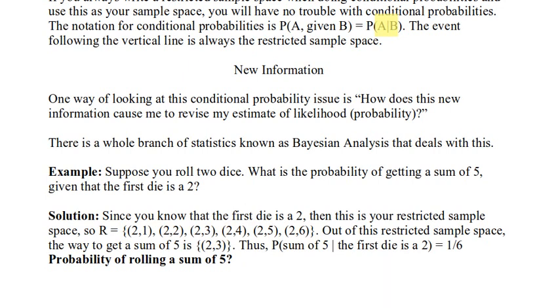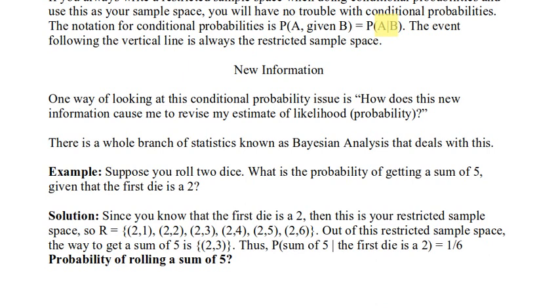We know that the first die was a 2. Out of this restricted sample space, the only way to get a sum of 5 is 2,3. There's one way out of 6. Therefore, the probability that the sum is 5, given that the first die is a 2, is 1/6, not 1/36. We're not looking at all the outcomes, only those outcomes where the first die is a 2. That's the denominator. There are 6 of those. And in the numerator, only that one outcome, 2,3, where the sum is 5.